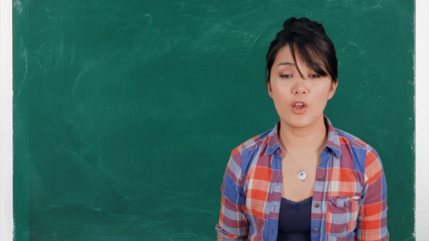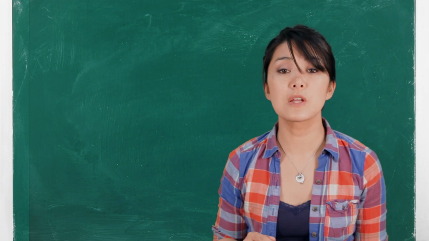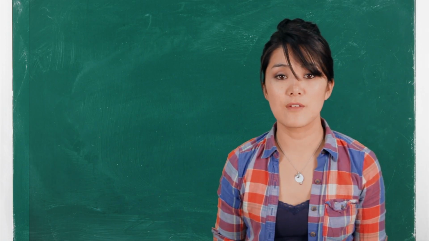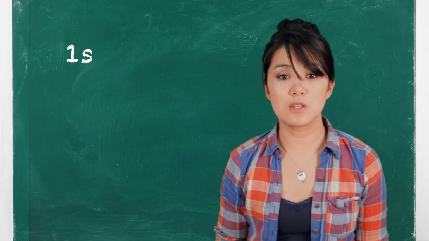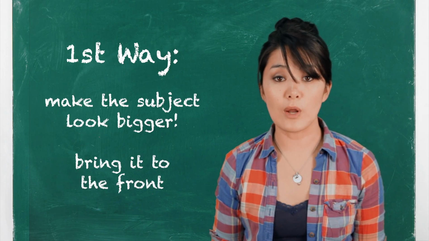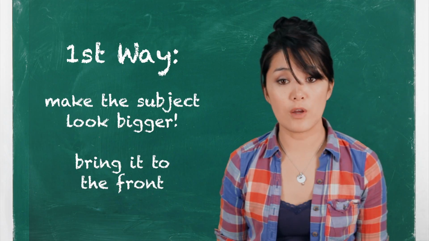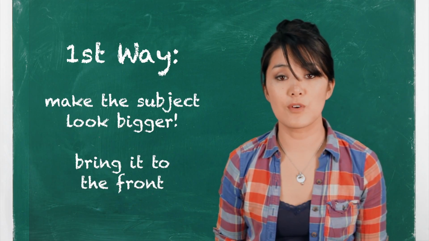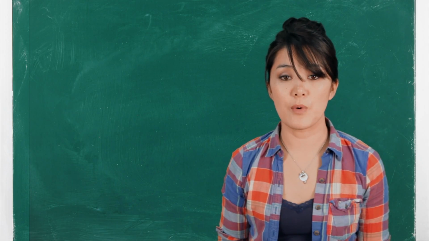As a photographer, you can use perspective to make your pictures interesting and creative. The first way that we can do this is to make our subject look bigger than it is. We can do this by bringing your subject to the front or the foreground of your picture and making sure it's in focus. Let's look at an example.